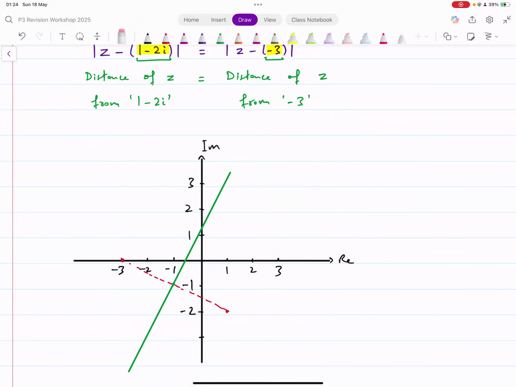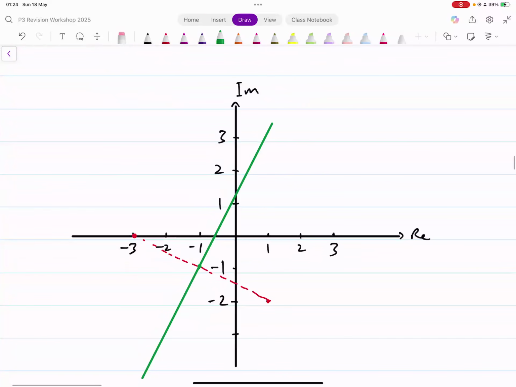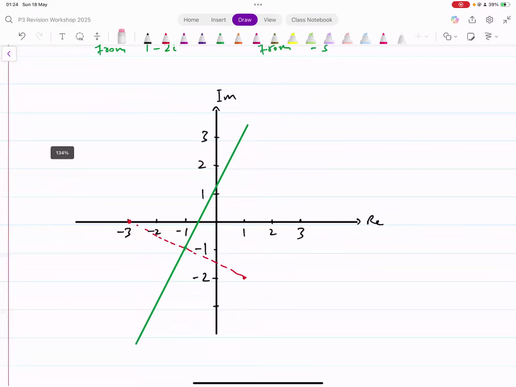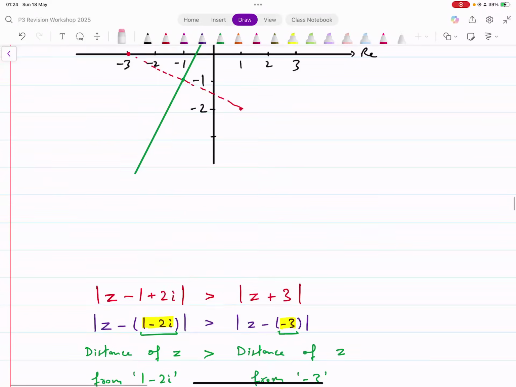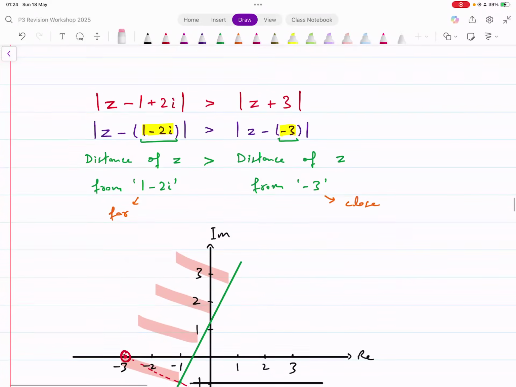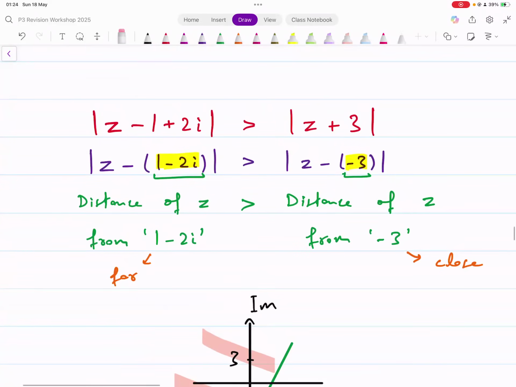If you're not using a compass, still draw it as accurately as possible. You can mark the midpoint and then make a right angle here using a set square or a ruler. Make sure that the angle is 90 degrees. Okay. It has to be reasonably accurate. That's important.